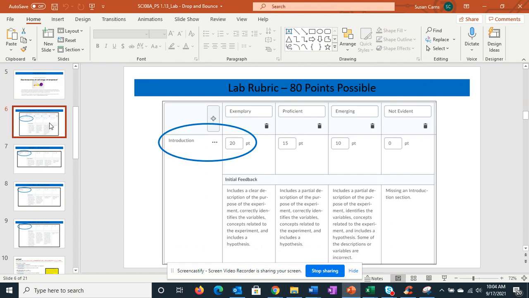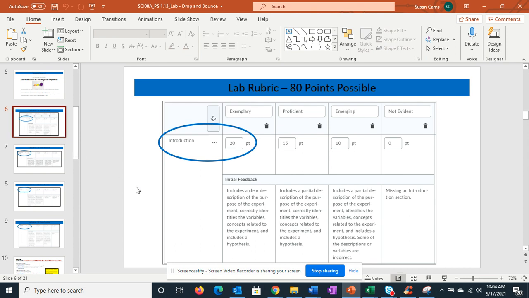So the rubric that we'll be using is a little different than the one that's in the course as far as points go. Everything else is exactly the same, but our labs are worth 80 points. So each section of the rubric is worth 20 points.